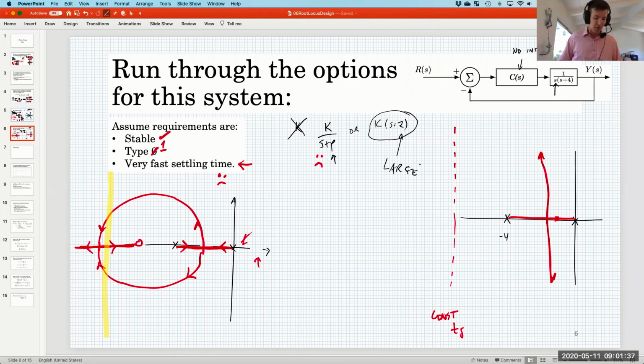Okay, I've got to close there. We will pick up more on how valuable open loop zeros are next time.